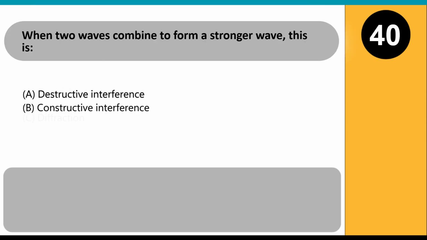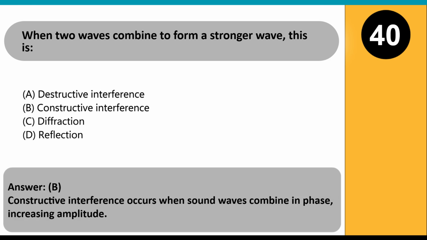When two waves combine to form a stronger wave, this is A. Destructive interference. B. Constructive interference. C. Diffraction. D. Reflection. Answer B. Constructive interference occurs when sound waves combine in phase, increasing amplitude.